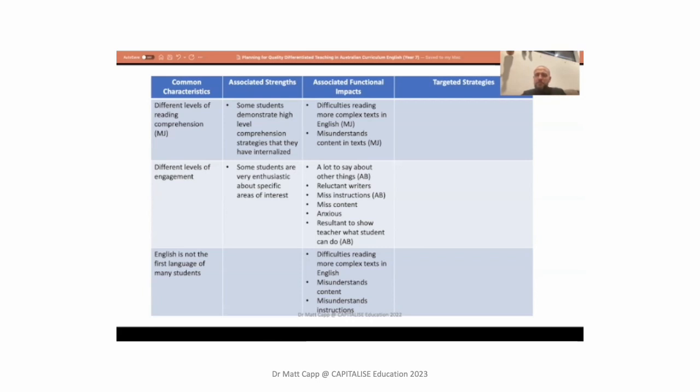I always use initials because if you write the full name of a student and it kind of gets left on a teacher's desk or something, you've got a breach of confidentiality. So I always use their initials. So in this case, with different levels of reading comprehension and different levels of engagement, I've identified the functional impacts for MJ and AB, who are students with disability in my class.